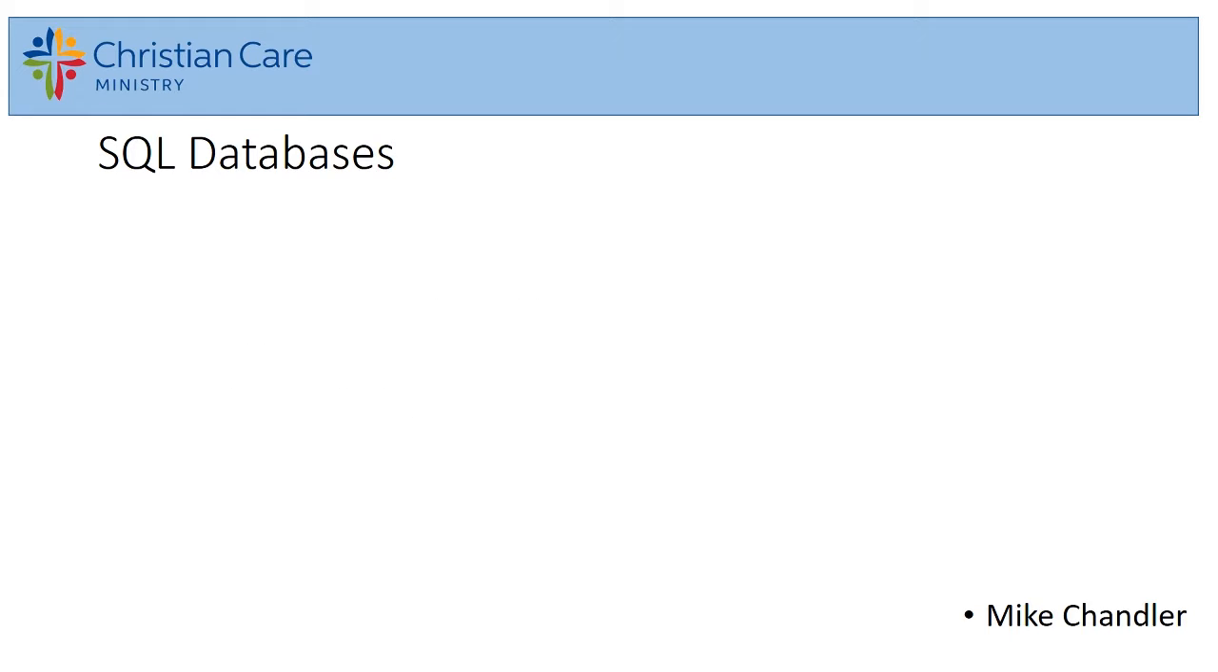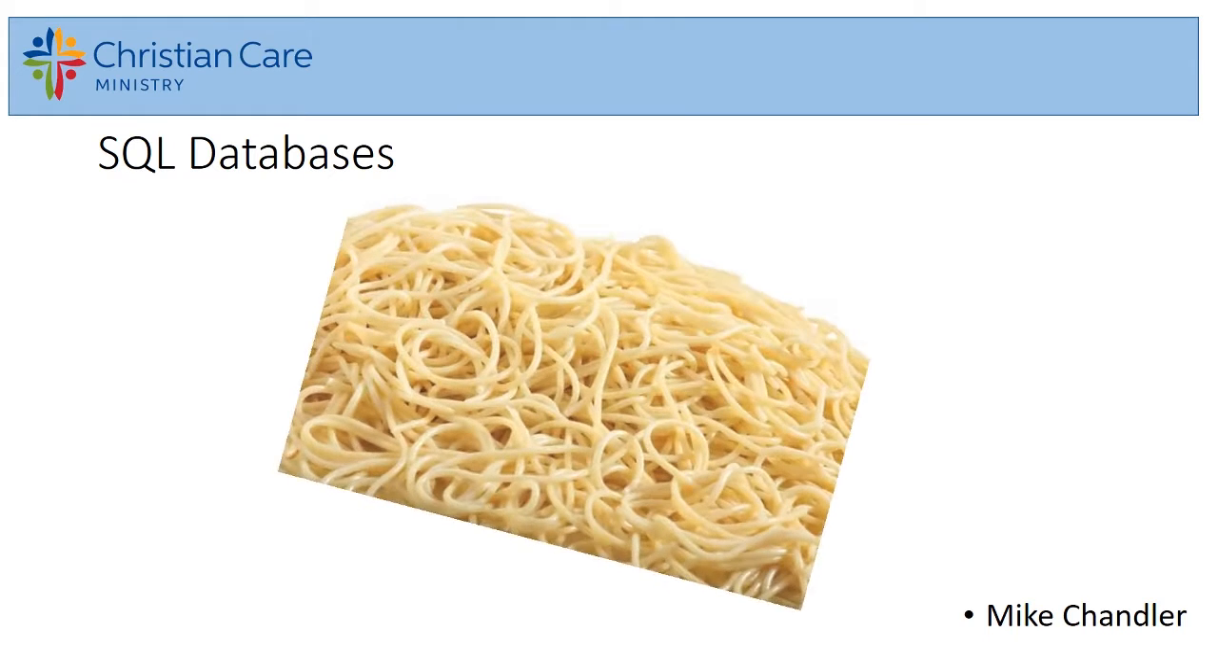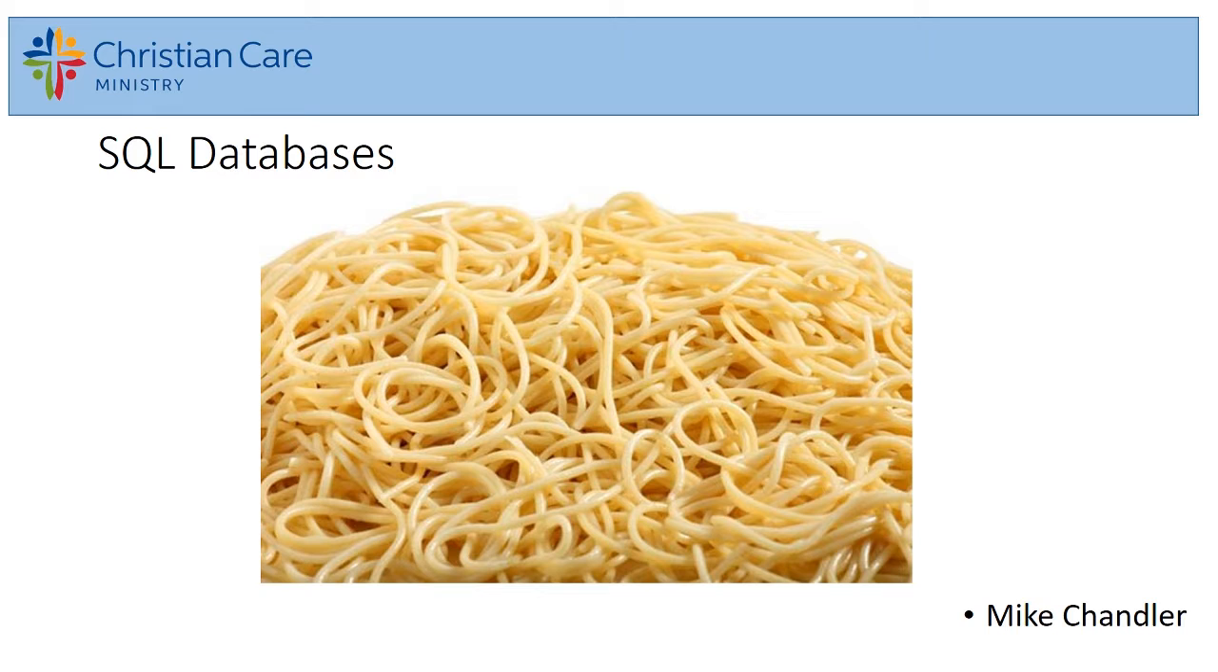In a previous meeting, we asked Mike Chandler to give us an idea what the database looks like, and this is how Mike described the database. He basically just drew a big plate of spaghetti. This is what our current database looks like. It really needs to be cleaned up.